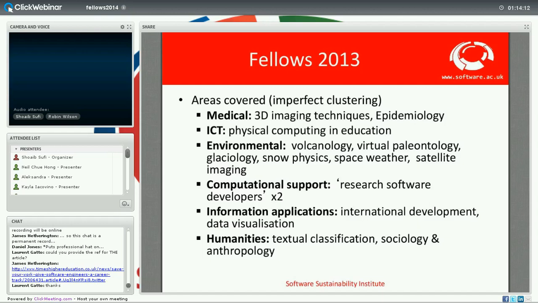And computational support, information applications, international development, data visualization, and the humanities, textual classification, sociology, and anthropology. Now, what's not mentioned on this slide is we've got quite an interesting split between researchers who use software and what we call research software engineers, or representation of research software engineers who are not necessarily focused on their own research, but they're focused on supporting research.